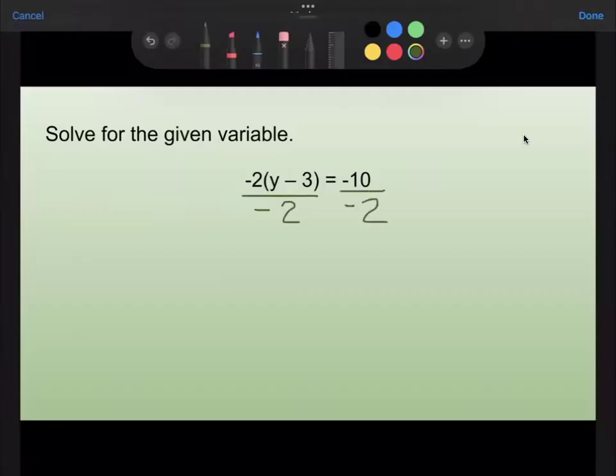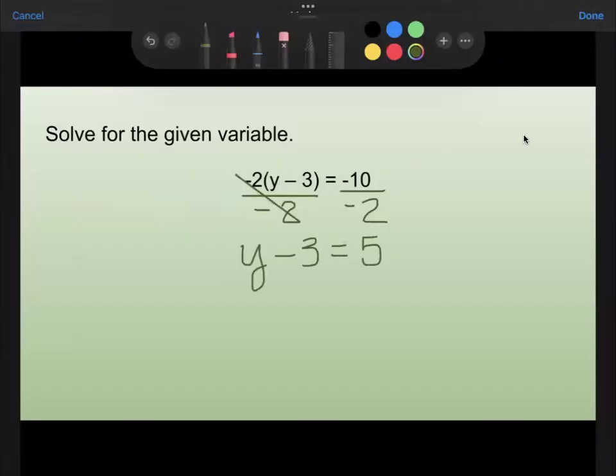Now, negative 2 times something, then divided by negative 2, leads you right back to that something. So I'm going to go ahead and cancel those out. That leaves us with y minus 3 over here. And then on the other side, negative 10 divided by negative 2 is 5. Okay, so that's a way you can do it when you have distribution property, and that's all you have left on the one side.